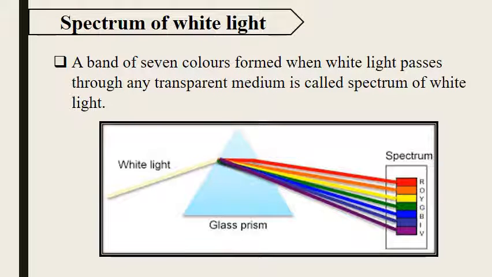Next we have the spectrum of white light. When this band of 7 colors is formed when white light passes through a transparent medium, it is called the spectrum of white light. This 7 color band is called the spectrum.